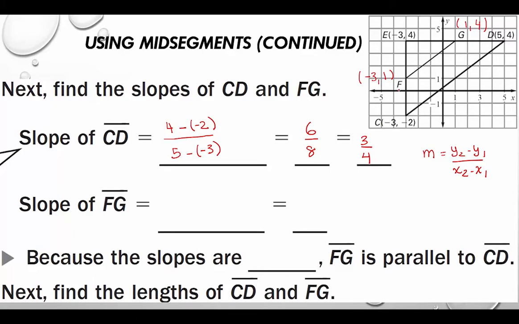Let's now find the slope of FG. Same idea, using the formula y2 minus y1 over x2 minus x1. We got 4 minus 1 over 1 minus a -3. 4 minus 1 is 3. 1 minus a -3 is 4. Notice that our slopes are the same. Because the slopes are the same, we can say that the slopes are equal, and therefore line segment FG is parallel to CD. Let's now go ahead and find the lengths of line segment CD and line segment FG.